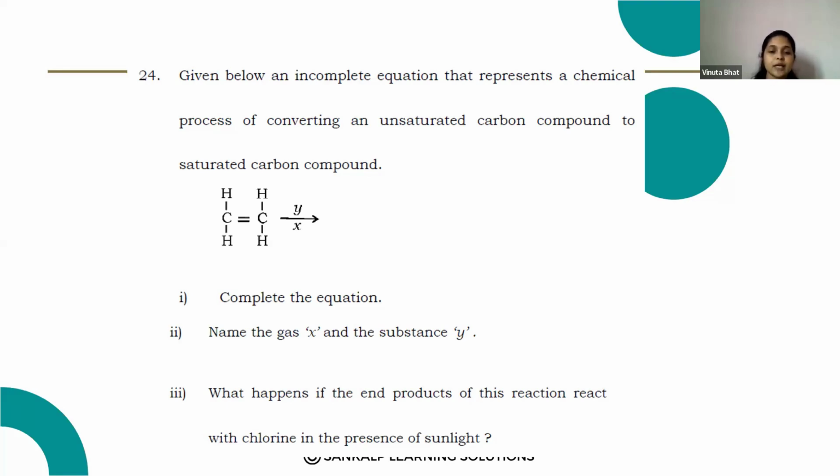X is hydrogen gas and Y is nickel or palladium, which is the catalyst. And here ethane is formed. Then when ethane reacts with chlorine in the presence of sunlight, it forms chloroethane. Okay, so this is one of the important and different kinds of questions.